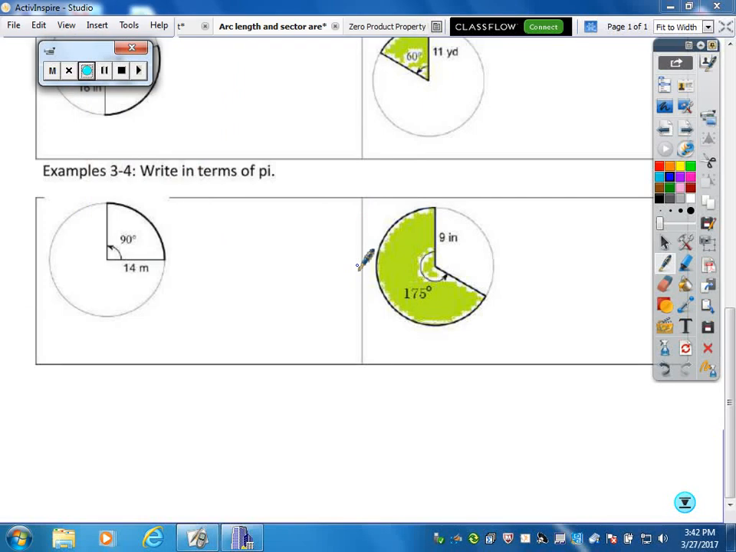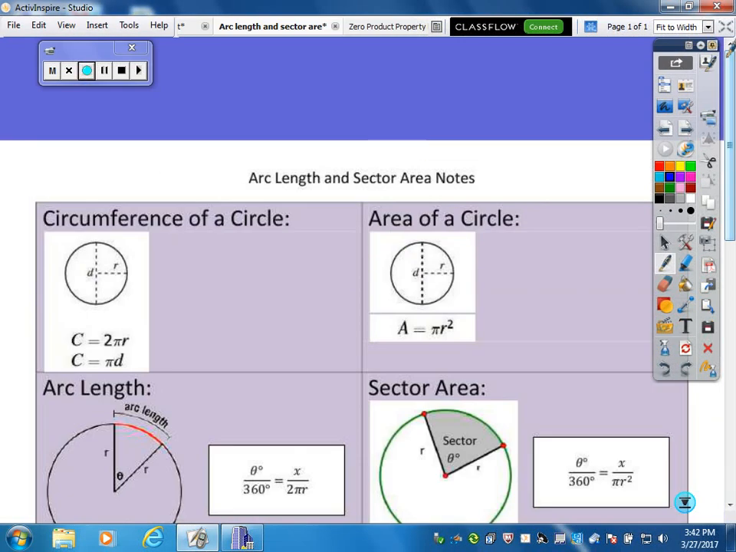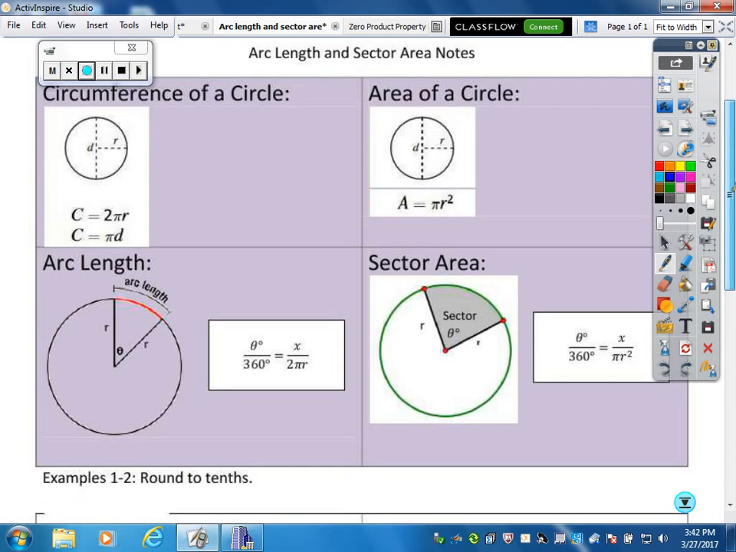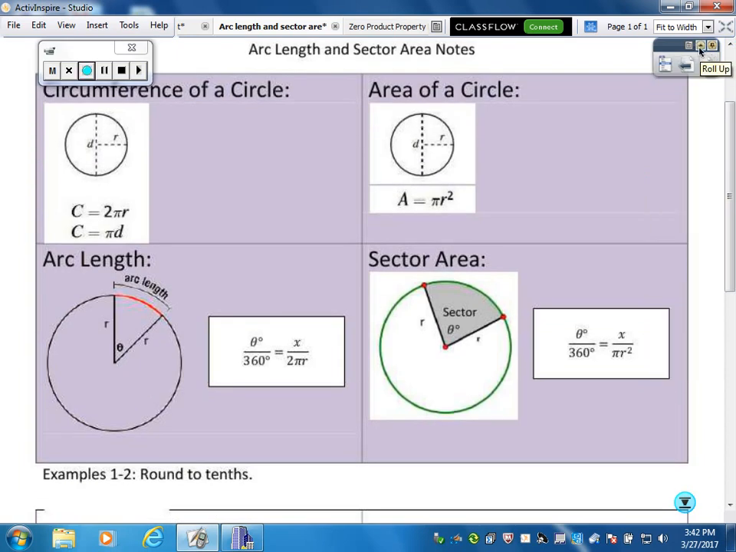Alright, we have two things to talk about today, and they are arc length and sector area. So the arc length is part of a circumference. When you look at a circle, we want just part of the circumference. Don't get this mixed up with arc measure. Arc measure is a degree amount.